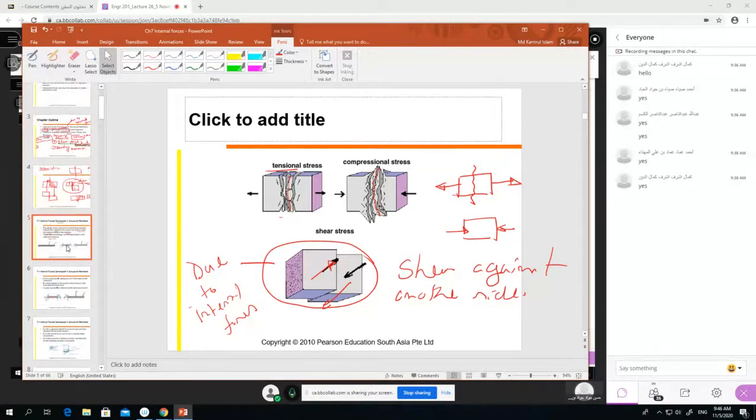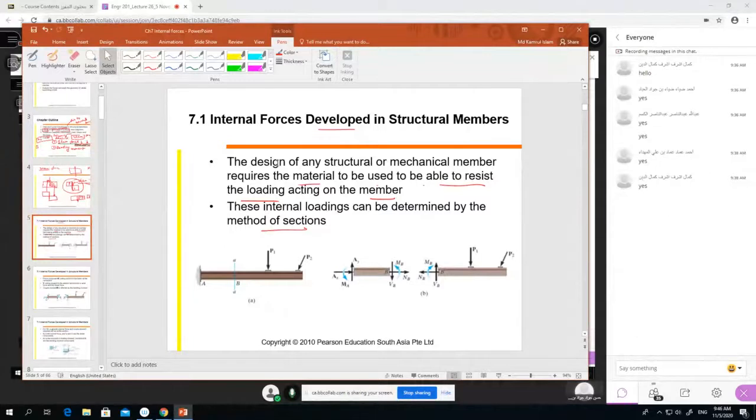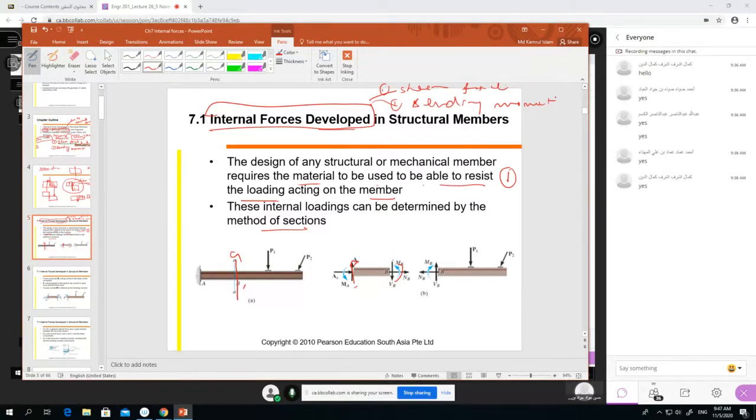Now let's see, if we cut in some section, the shear force will be like this on this section, and then the moment will come later. As I told you, two things develop internally: number one is shear force, and number two is bending moment. Now we are discussing the shear force. Later we will come to the next. So first we try to understand what the shear force is.